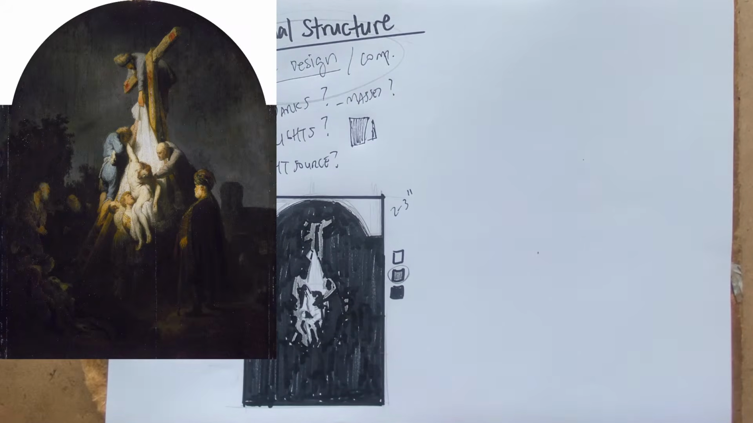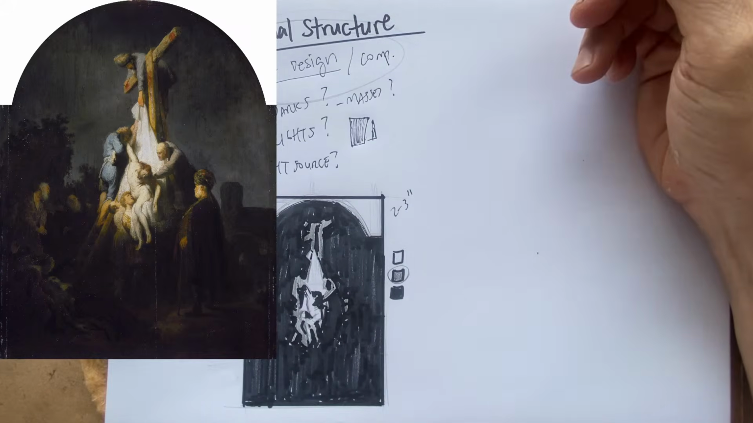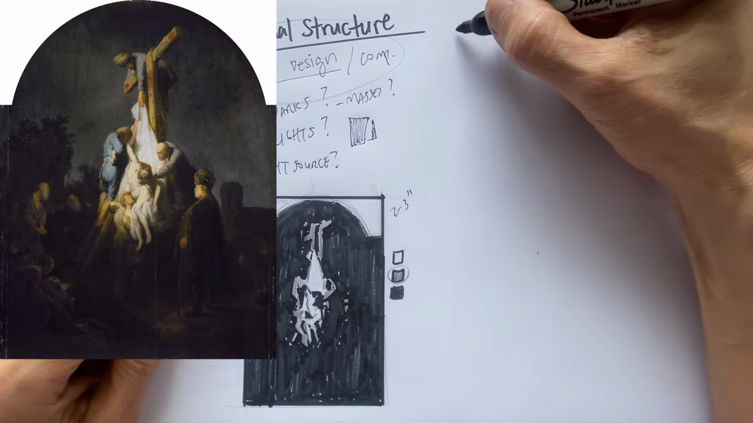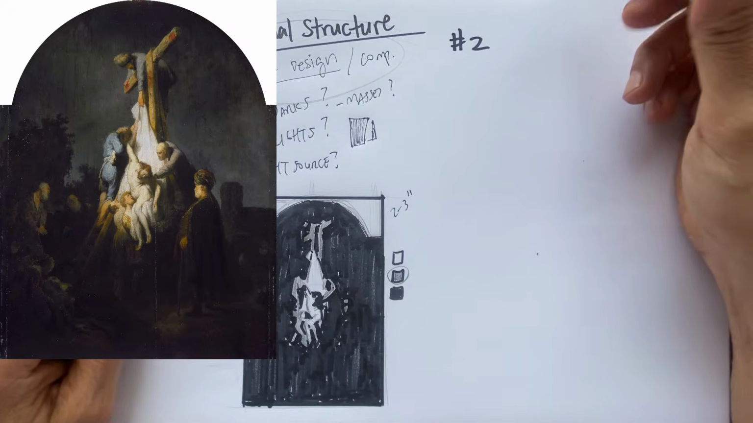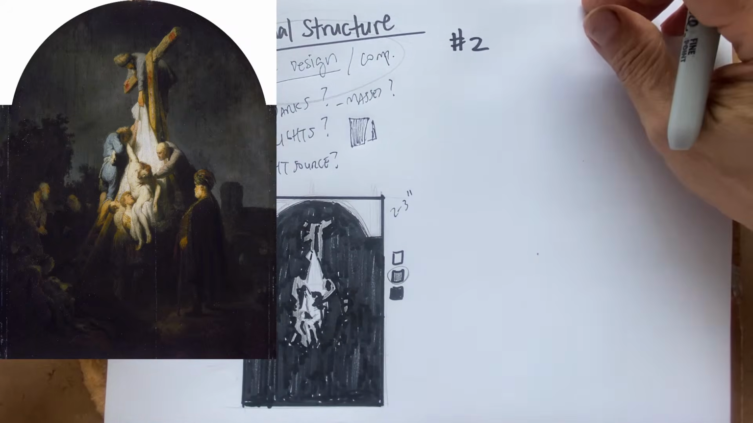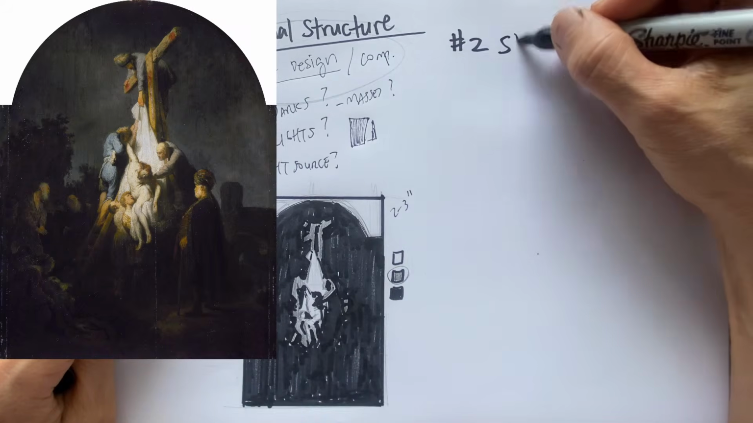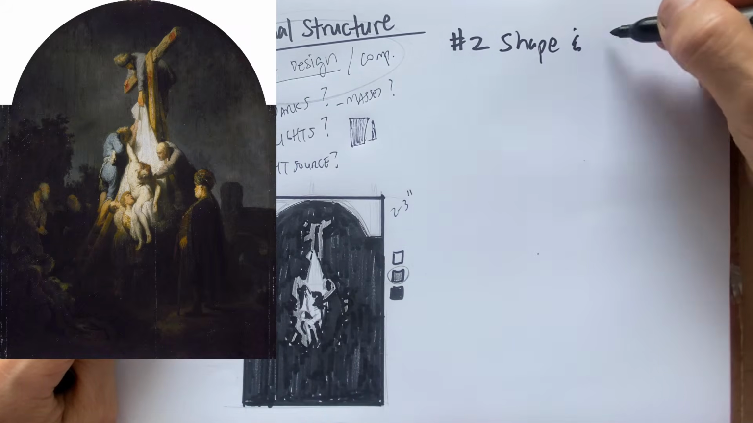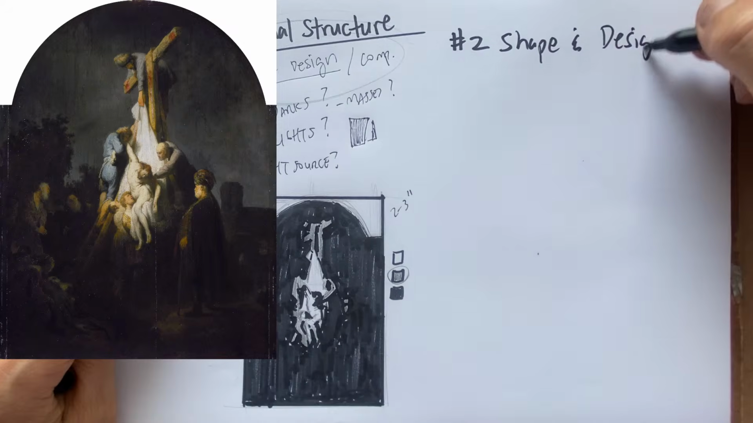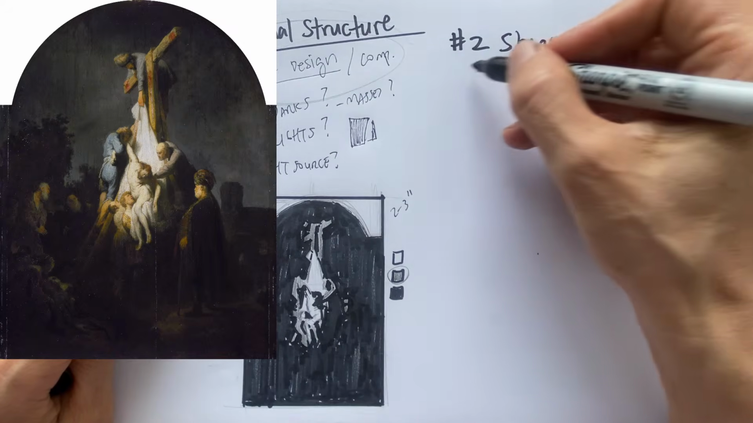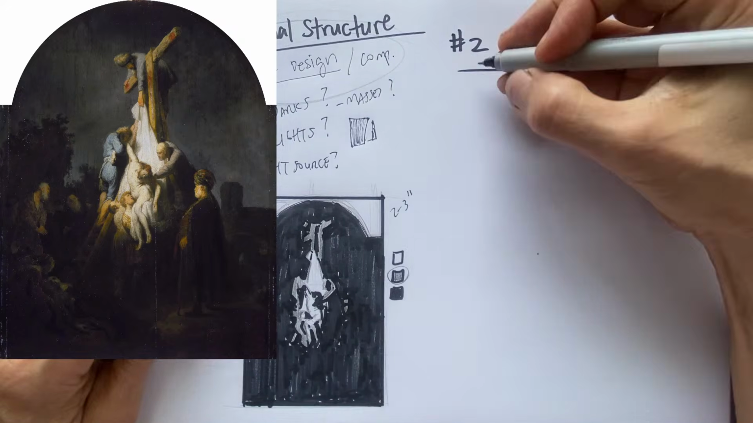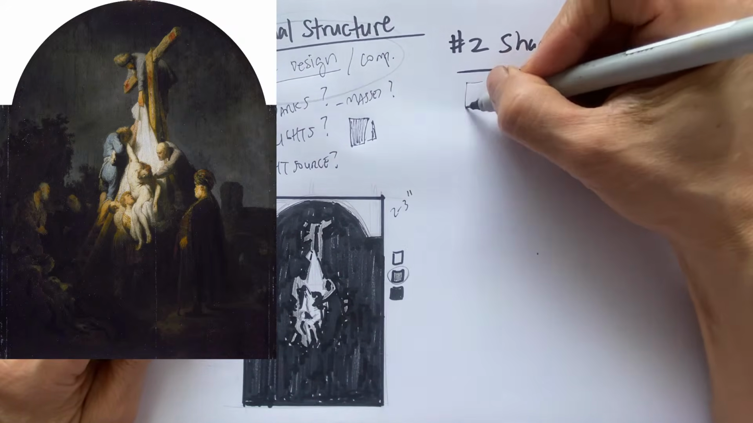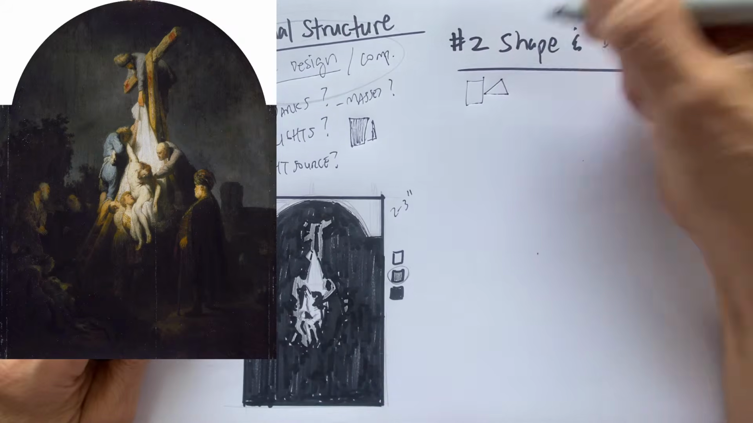Okay, guys, the second way we can approach, or I like to approach a master copy, is I want to study their shape and design language. Shape and design language. And what does that mean? That means for me, do they do abstract shapes? Do they do like this?